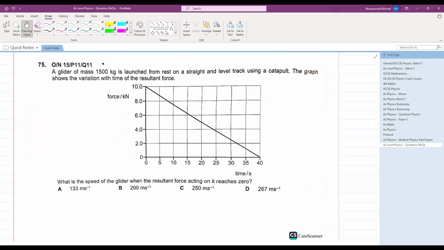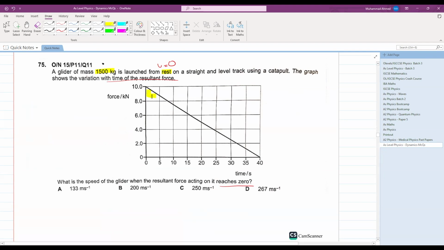Let's see this question. A glider of mass 150 kg is launched from rest. Okay, so it's starting from rest on a straight and level track using a catapult. The graph shows the variation with time t of the resultant force. What is the speed of the glider when the resultant force on it reaches 0? Okay, so we have to calculate the speed when resultant force reaches 0. How will we do that?